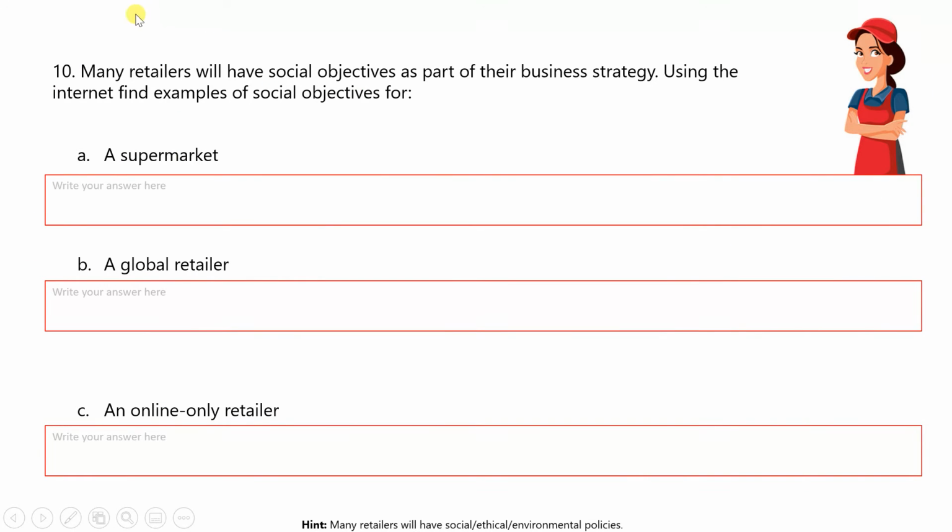Question 10. Many retailers will have social objectives as part of their business strategy. Using the internet, find examples of social objectives for A, a supermarket, B, a global retailer, and C, an online-only retailer. And a hint is that many retailers will have social, ethical, and environmental policies, so that's something that you can look up when you do your internet search.